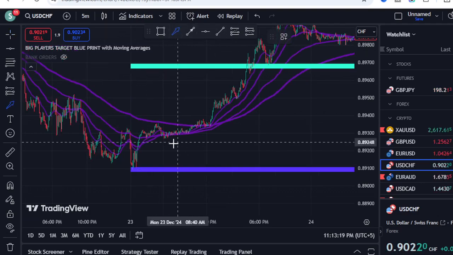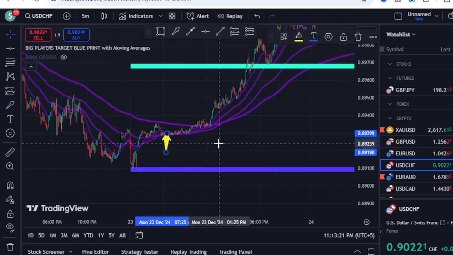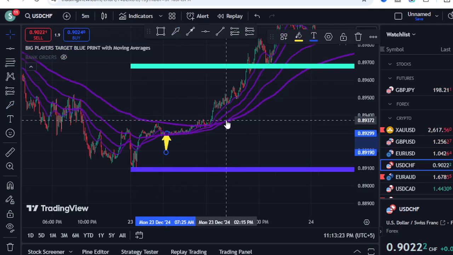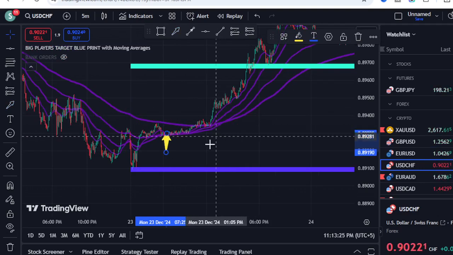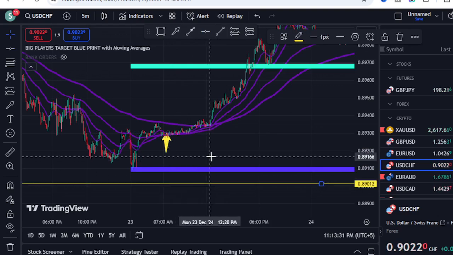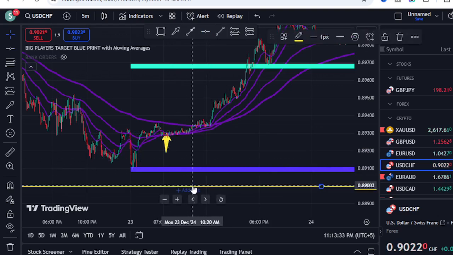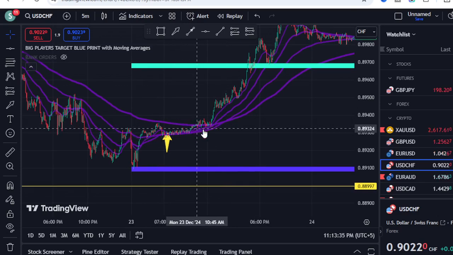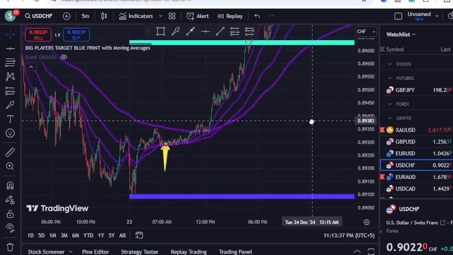What we are supposed to do is look for the two moving averages, because if you count these moving averages, they are four in number. So we will wait for two moving averages to cross over with each other, and then we will set our stop loss just below that level or slightly below, and we will enter into the swing trade. Now you can see what happened.